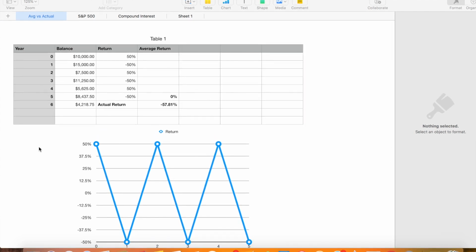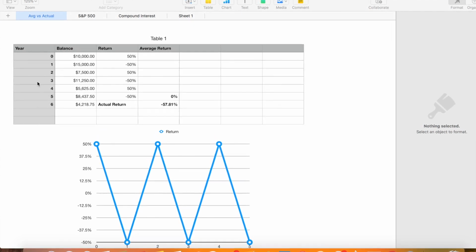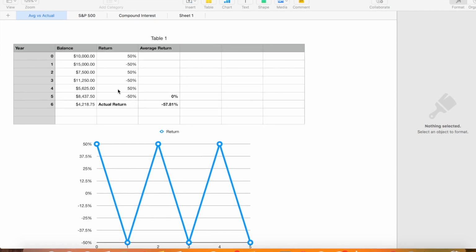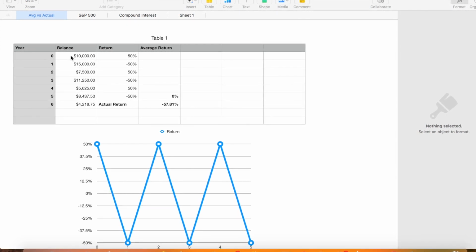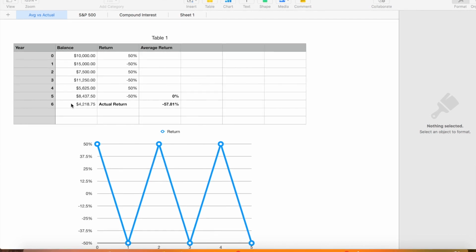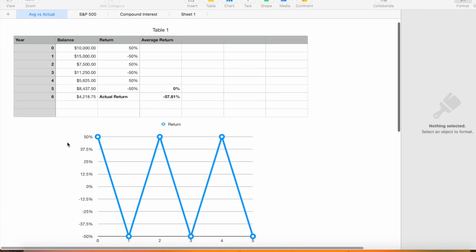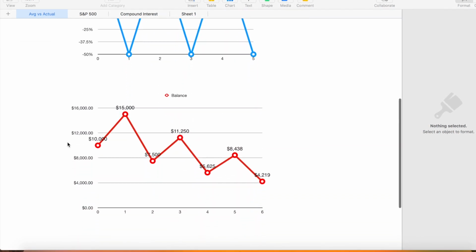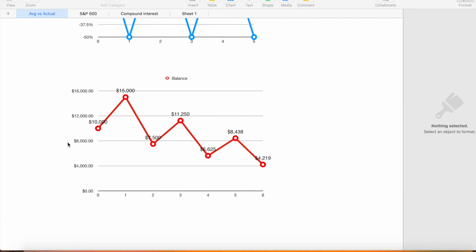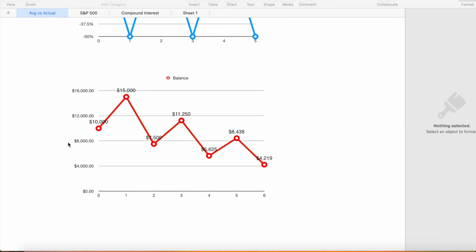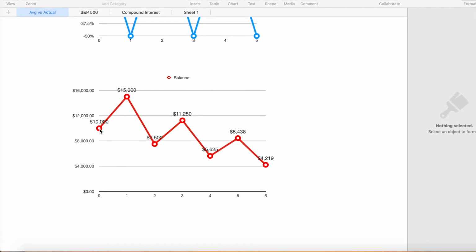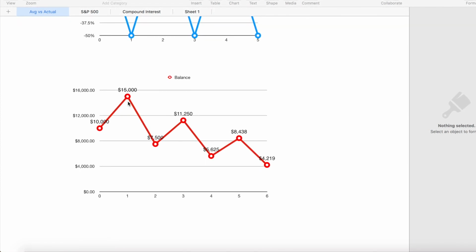Going back to the top, I have the year, like we had right here, and these are the returns. However, these are the balances that we have, and we do these calculations manually. This is what ends up happening, which is completely different than an average of 0%. We start with 10,000. A 50% return gives us 15,000. But then a 50% drop gives us 7,500, and so on and so forth.